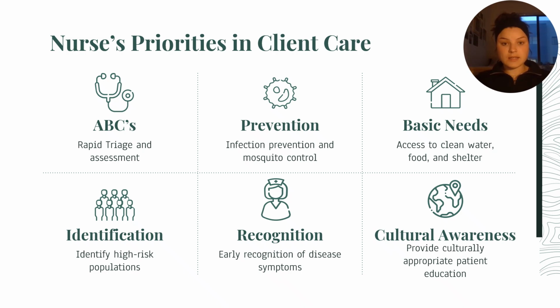Next is basic needs. So meeting basic needs such as access to clean water, food, and shelter is essential to support recovery and prevent further illness. It is also important to identify high-risk populations, including pregnant women, children, and older adults when we're considering basic needs, as these may be people that are more vulnerable to complications. Early recognition of symptoms such as fever, chills, or neurological changes will also allow for prompt intervention.